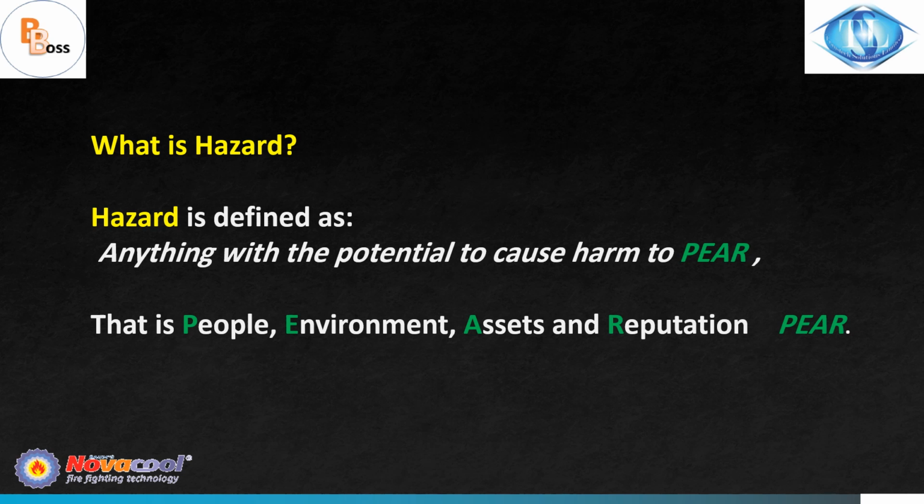So what is a hazard? A hazard is defined as anything. It could be a circumstance, it could be energy, it could be a design, an activity, but a hazard is anything with the potential to cause harm to people, environment, assets or reputation. And we call this PEAR: people, environment, asset, reputation. So anything with the potential to cause harm to PEAR is considered a hazard.